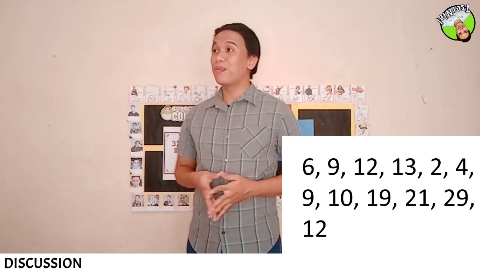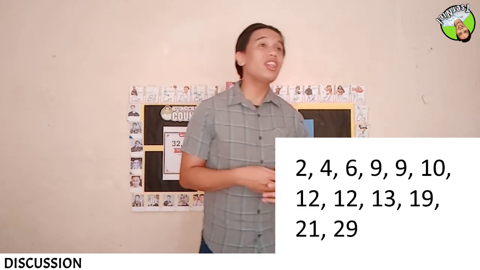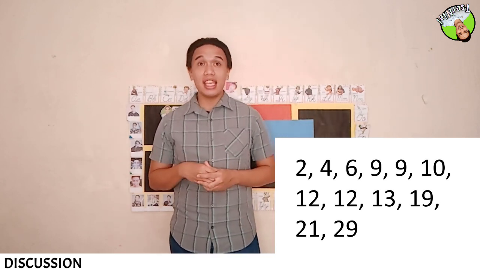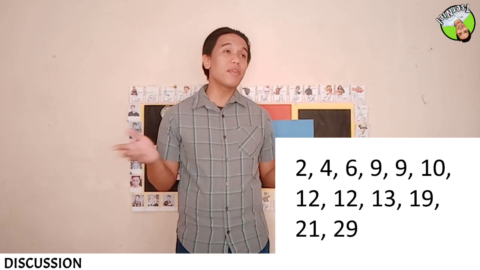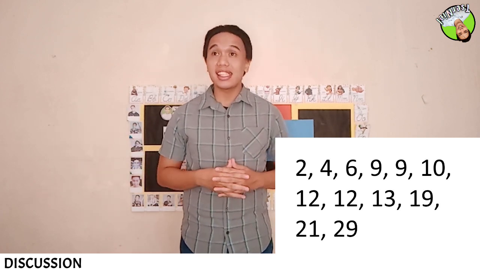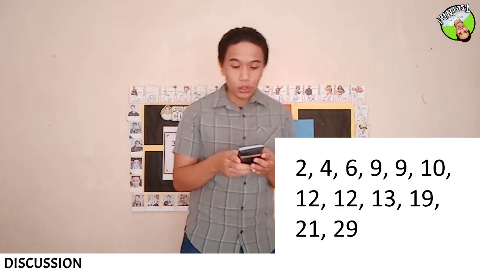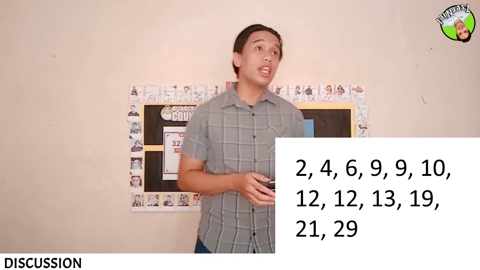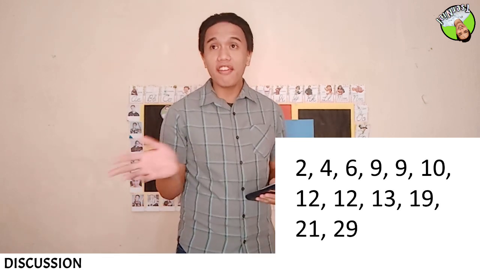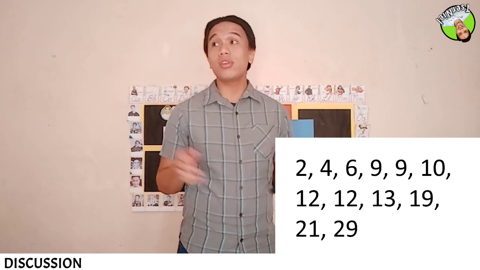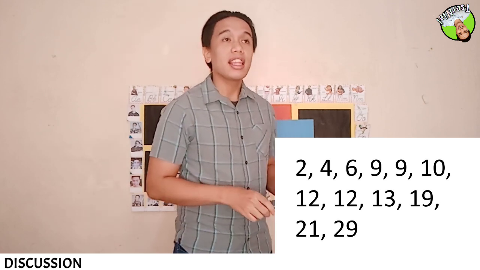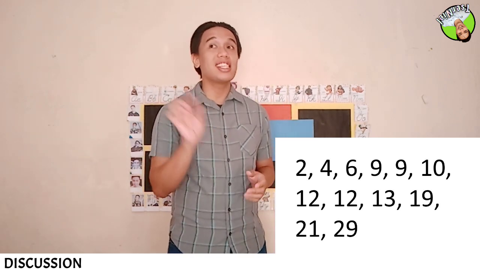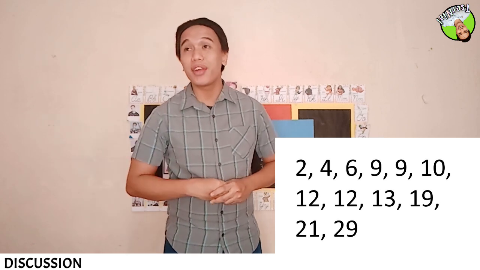Is everybody finished? Okay, what is the total number of the data? The total number is 12. Now, using those numbers, let us identify the median in the set. Now, 12 plus 1 is 13 divided by 2. The answer is 6.5. However, there is no 6.5 in the set. This means that the location of the median is somewhere between the 6th and the 7th number in our set.